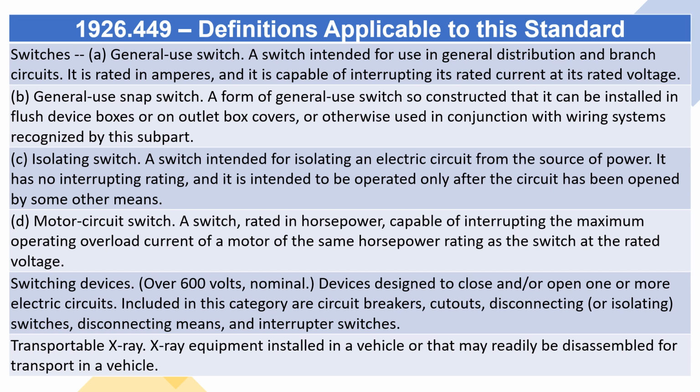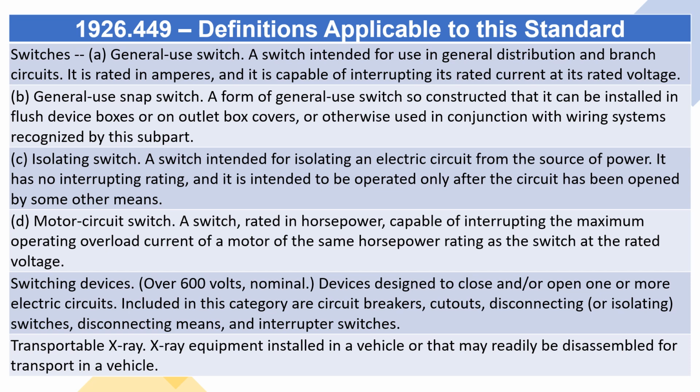C. Isolating switch. A switch intended for isolating an electric circuit from the source of power. It has no interrupting rating, and it is intended to be operated only after the circuit has been opened by some other means. D. Motor circuit switch. A switch, rated in horsepower, capable of interrupting the maximum operating overload current of a motor of the same horsepower rating as the switch at the rated voltage. Switching devices, over 600 volts, nominal. Devices designed to close or open one or more electric circuits. Included in this category are circuit breakers, cutouts, disconnecting or isolating switches, disconnecting means, and interrupter switches.